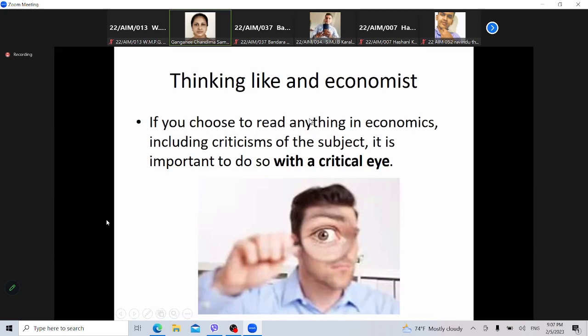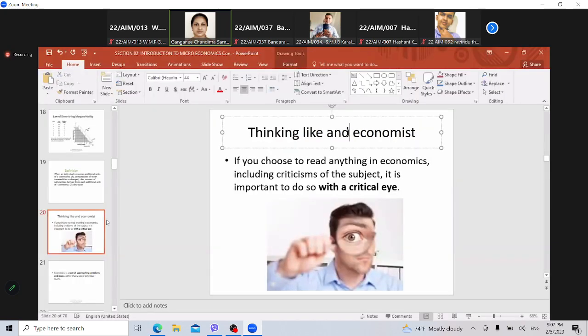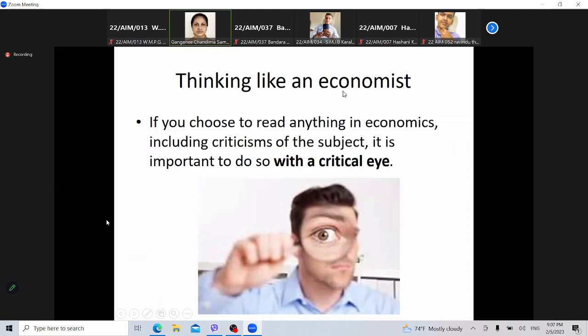Let me correct one small mistake. Okay, think like an economist. Economists will see everything with a critical eye. This picture says that. With a critical eye means normal eye and critical eye, I think you know. With a normal eye, you can see everything as it is. But with a critical eye, you need to see something from a different angle.